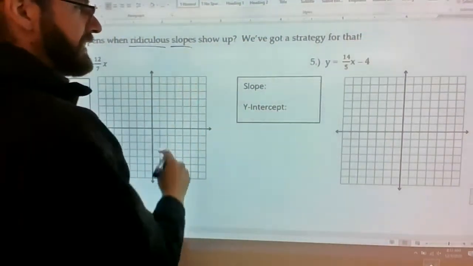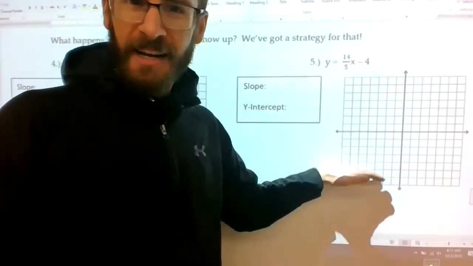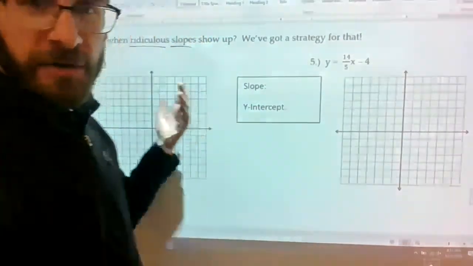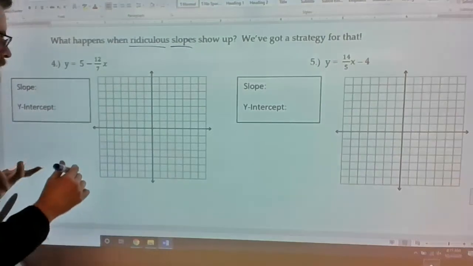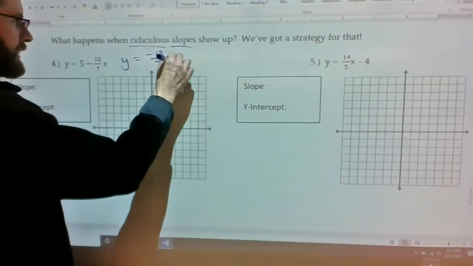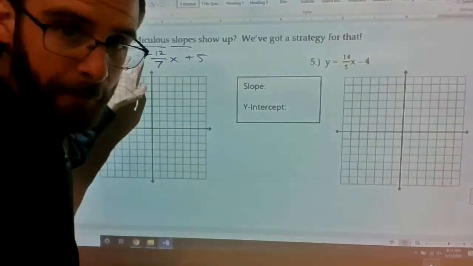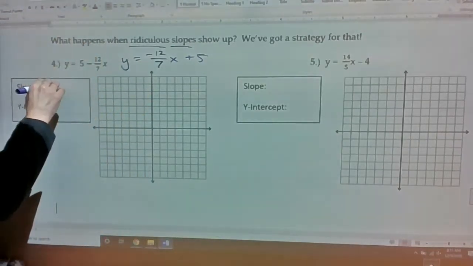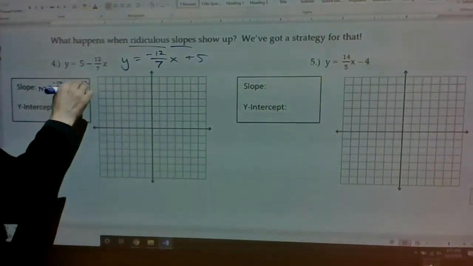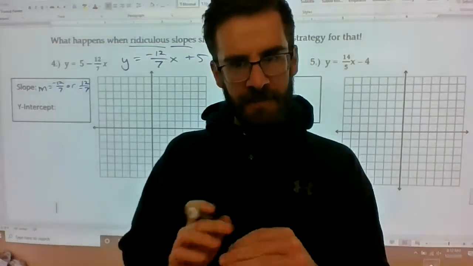What happens when we get ridiculous slopes? Like something like 14 over 5 where our grid space doesn't really allow for a whole lot of increase in value. All right? Or something like negative 12 over 7. Well, first of all, recognize that this is the same as negative 12 sevenths x plus 5. The negative only is given to either the top or the bottom. So m is equal to negative 12 over 7 or 12 over negative 7. So it's not negative 12 over negative 7. It's not that.